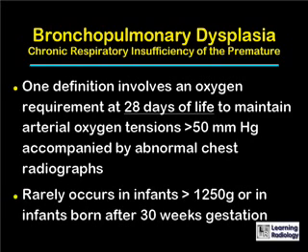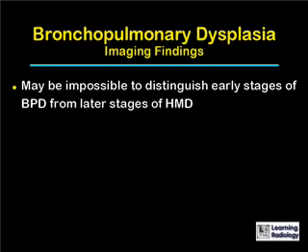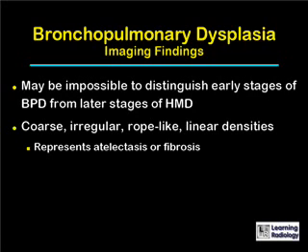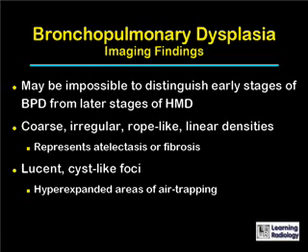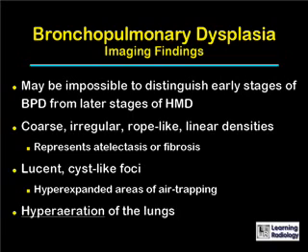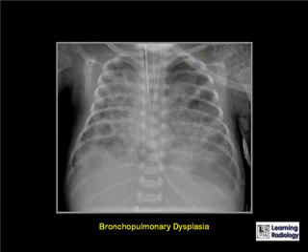Bronchopulmonary dysplasia rarely occurs in infants under 1,250 grams or in infants born after 30 weeks of gestation. The imaging findings in bronchopulmonary dysplasia may be impossible to distinguish from the later stages of hyaline membrane disease. There are usually coarse, irregular, rope-like linear densities in both lungs that represent atelectasis or fibrosis. Intermixed with these coarse rope-like densities are areas of lucency, cyst-like foci that represent hyperexpanded areas of air trapping. Most of the time, there is hyperaeration of the lungs in bronchopulmonary dysplasia.